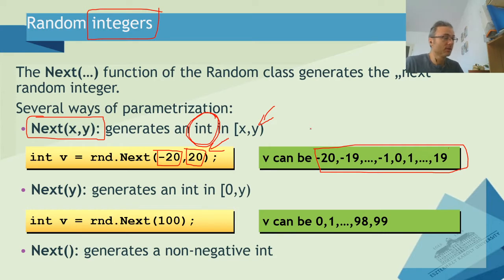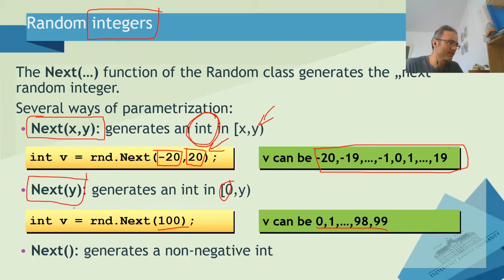Okay. So the situation is very similar if you use only one parameter here. In this case, the lower bound is fixed to 0, and the same holds as what you just mentioned. So we can generate a number out of 100 numbers in this case. We count 0 as well. Therefore, we generate a number between 0 and 99. So y is a non-inclusive bound here as well.